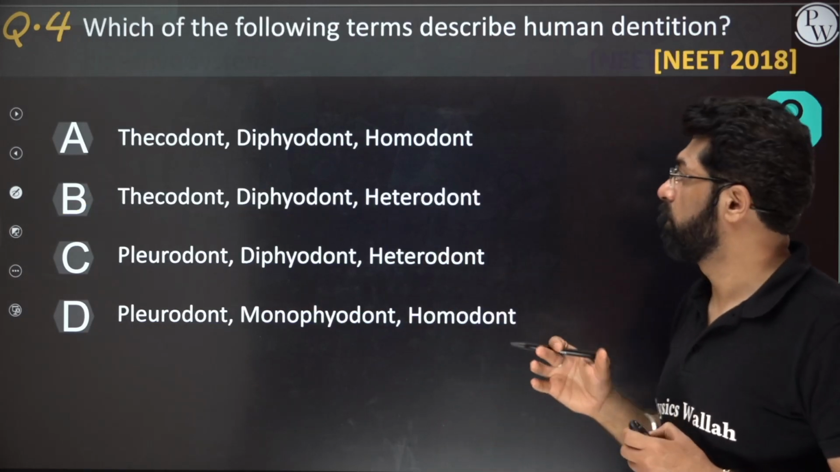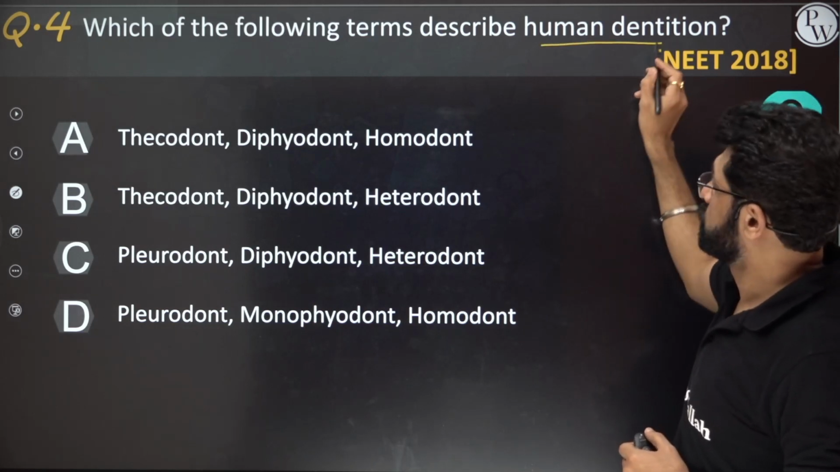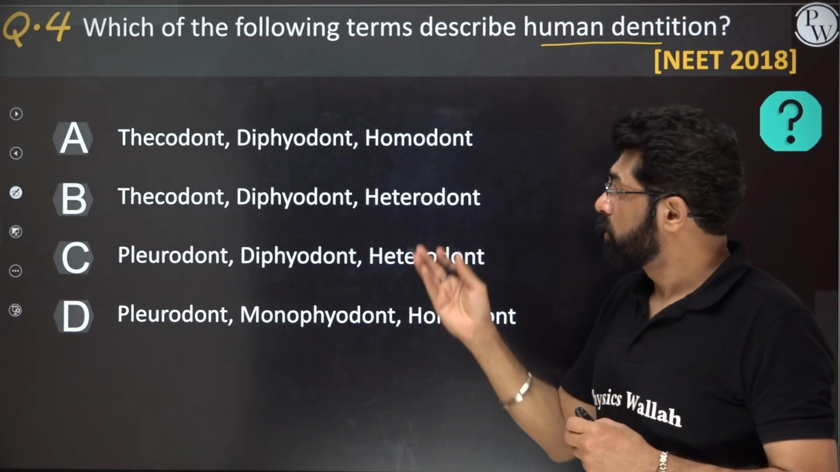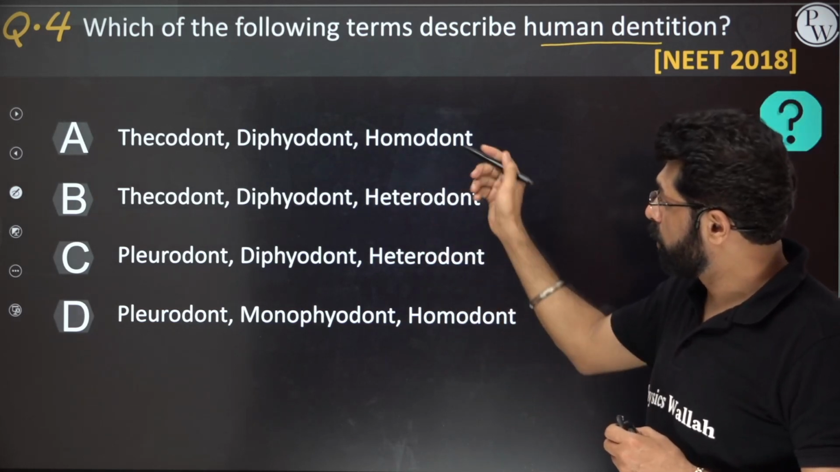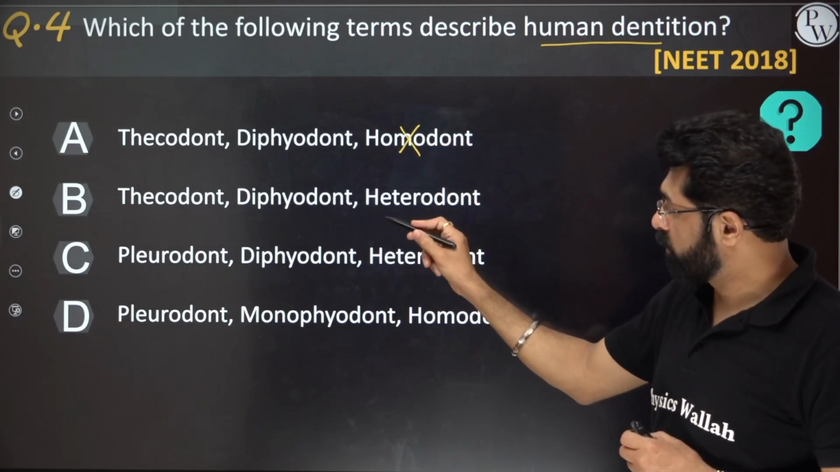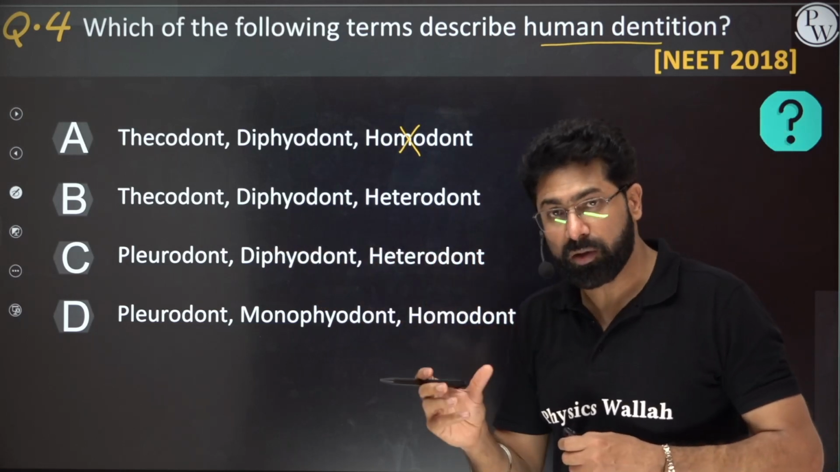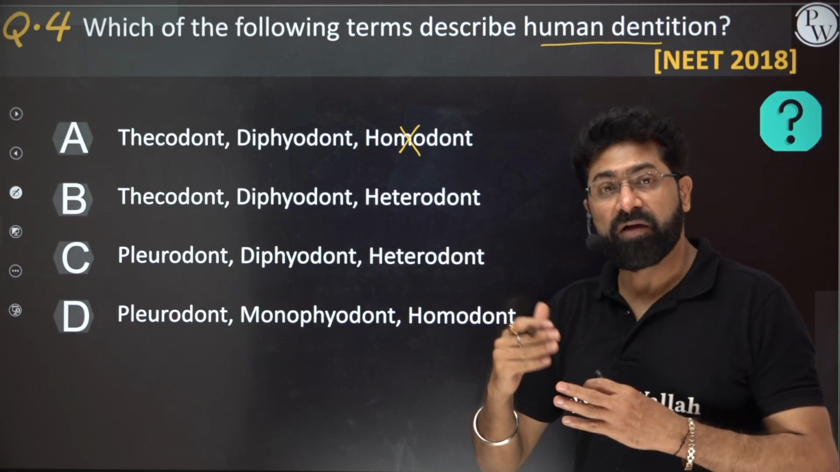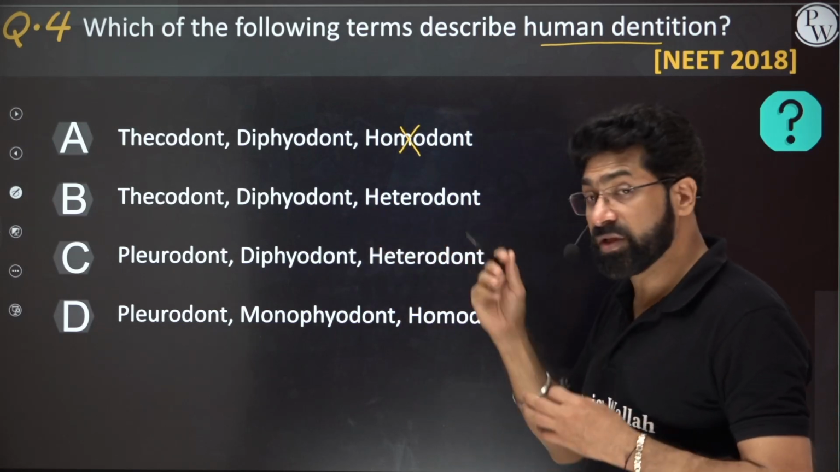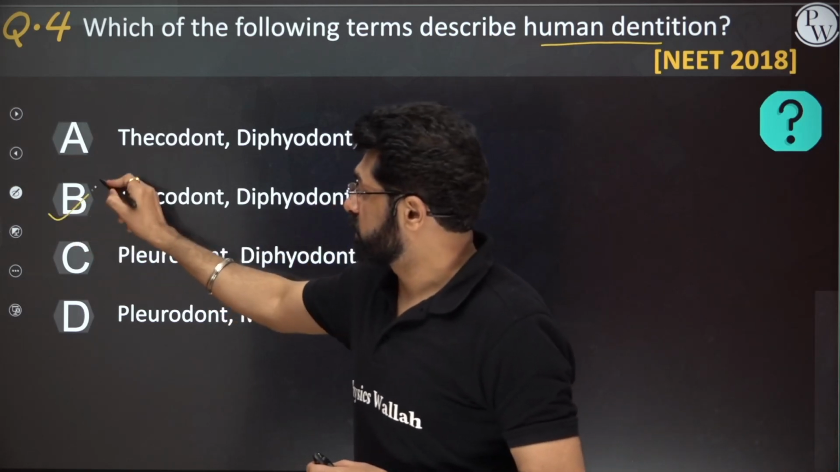Focus on that. Which of the following terms describe human dentition? This is such an easy question. Again, NEET 2018. Is it thecodont, diphyodont, and homodont? Are they homodont? Next comes thecodont, diphyodont, and heterodont. So, this is the correct answer. They are thecodont, fixed in the jaw. Diphyodont means two sets of dentition are present in a lifetime, and they have incisors, canines, premolars, and molars.